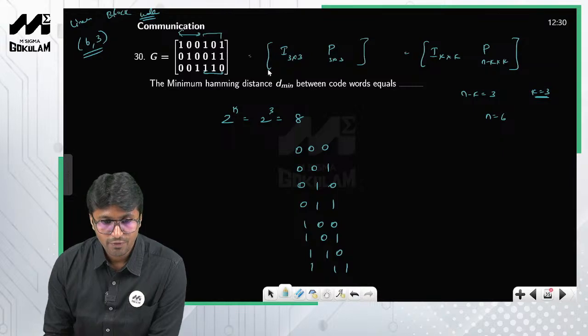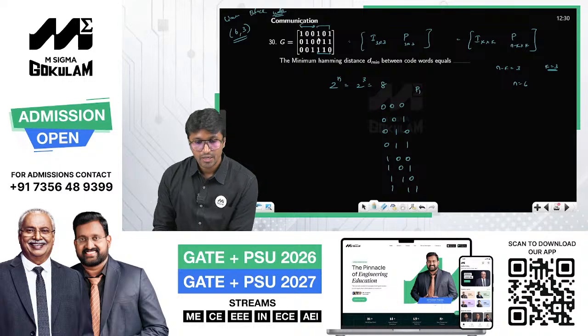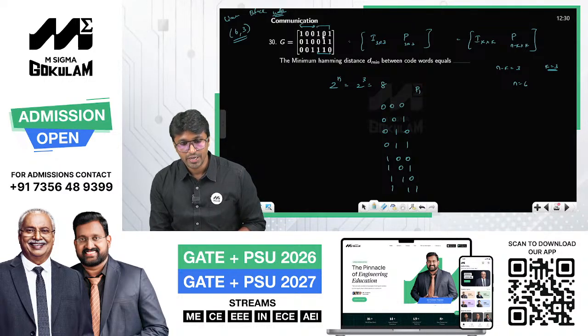If you look at the parity matrix, how do you get the parity bits? You can clearly see that parity bit P1 is a linear combination of D1 and D3, right? We know that this entire thing is your code word. So all you need to get is the parity bits. How do you get the parity bits?